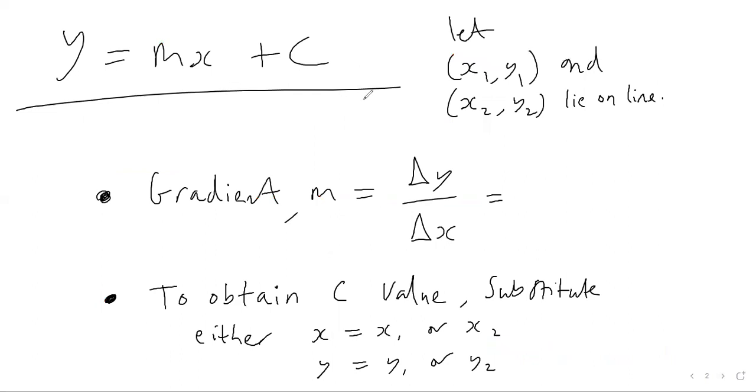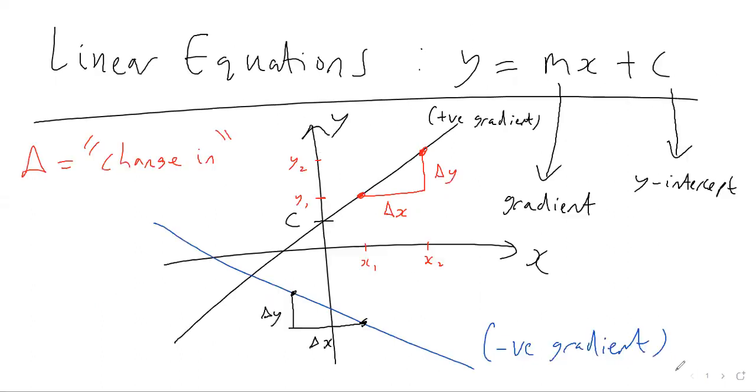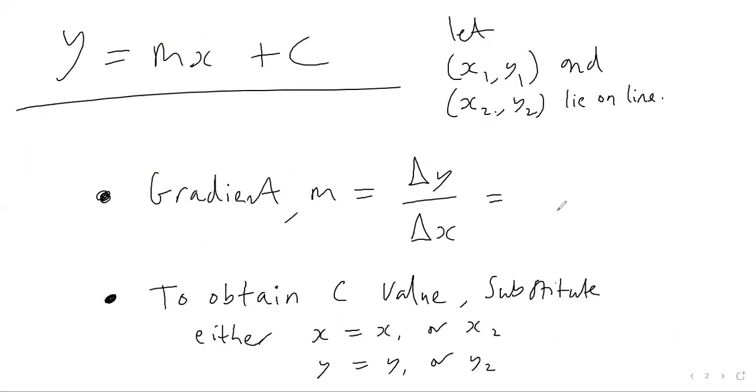Okay, relating back to that previous slide then. Let's say you've got a graph y equals mx plus c. It could be y equals 2x plus 1, it could be y equals minus 5x plus 100, it could be anything in that form. We're going to let x1, y1 and x2, y2 be coordinates that lie on this line. Perhaps this would be x1, y1 there, and this coordinate up there would be x2, y2. So let's say we've got a straight line like that.